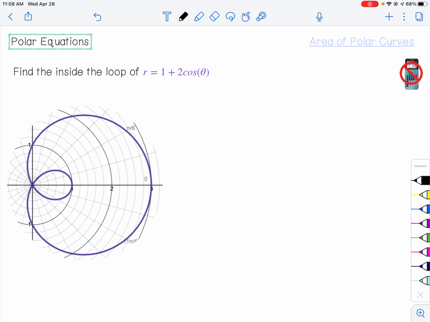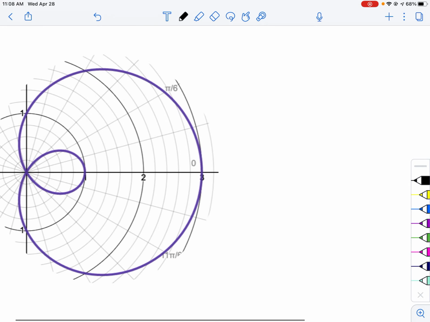So let's find the area inside the loop of this Limacon with a loop. This inner loop Limacon, that's literally what it's called. The equation is r equals 1 plus 2 cosine of theta. We want to figure out this area in here, which means that we need to figure out what two angle values it's in between.